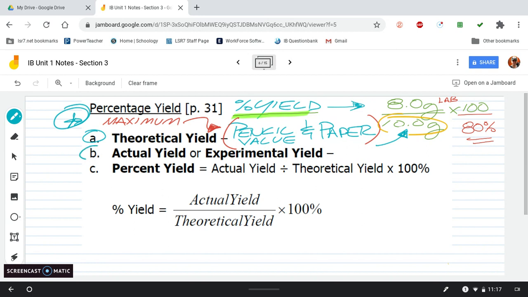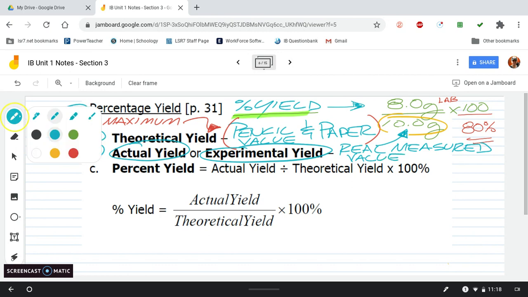Okay, so then there's B, which is the actual yield or the experimental yield. And this is a real value. This is a real measured value, meaning you measure it in the lab. And I think it's good to think of this as a lab value. So this is something that we would find from the lab, okay?